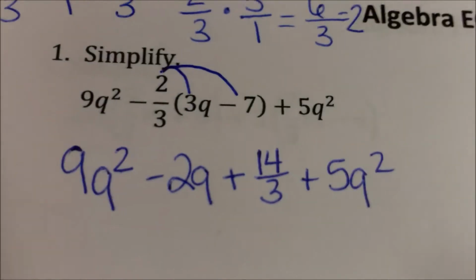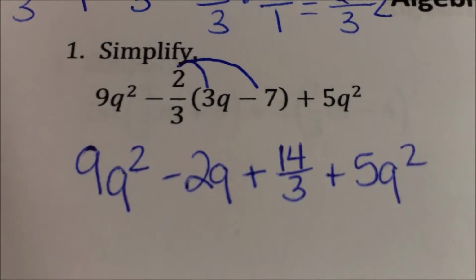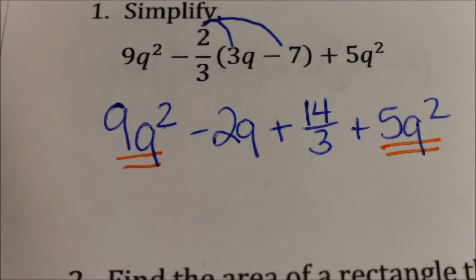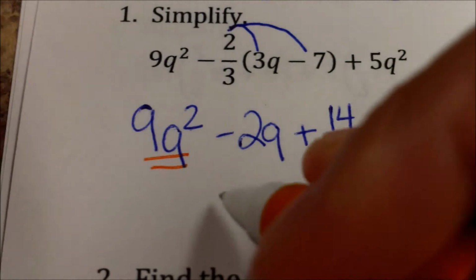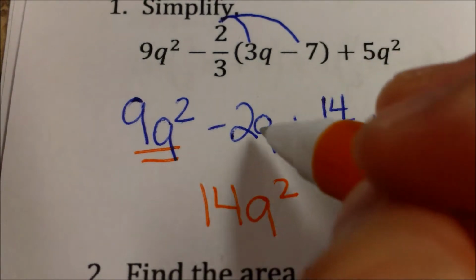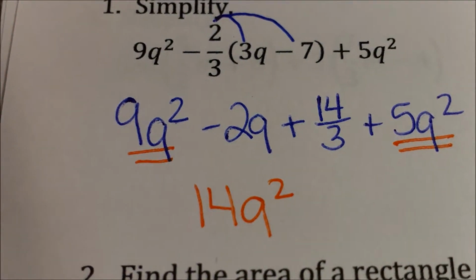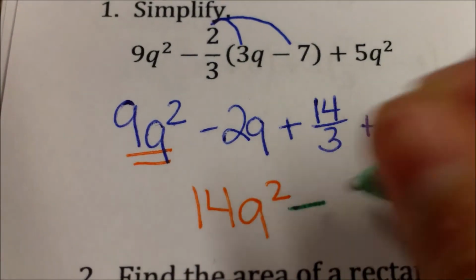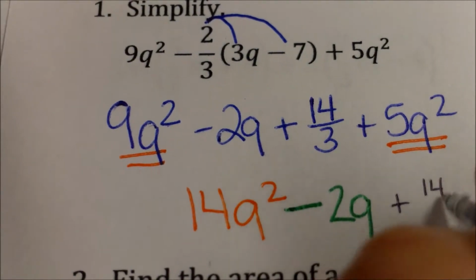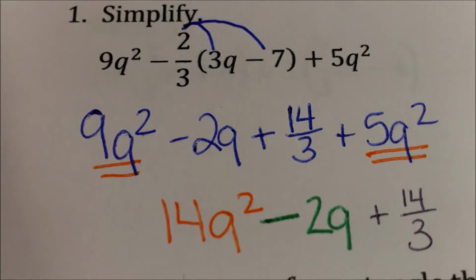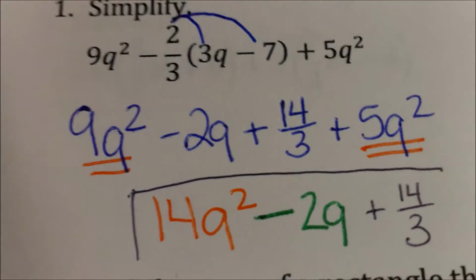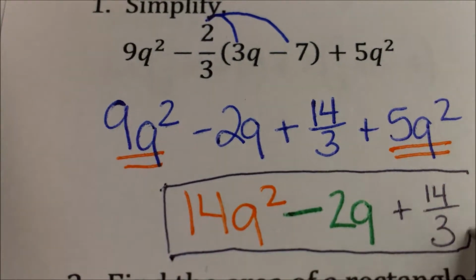Now we're not done. We still need to combine like terms. And we do have like terms. We have the q squared with the q squared. Those are both positive, so you add them, and it becomes 14q squared. And we bring down the 2q. There's nothing else to add to the 2q. So it's going to be minus 2q, and we bring down the number plus 14 over 3. And there's your answer. We cannot combine any more. And there you go.